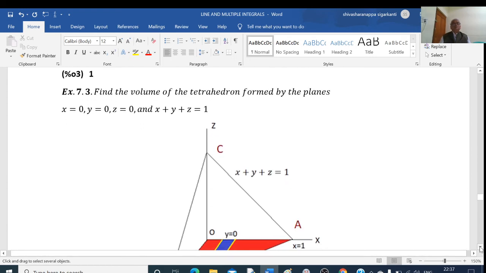Next example. Find the volume of the tetrahedron formed by the planes x equal to 0, y equal to 0, z equal to 0 and x plus y plus z equal to 1. Okay.